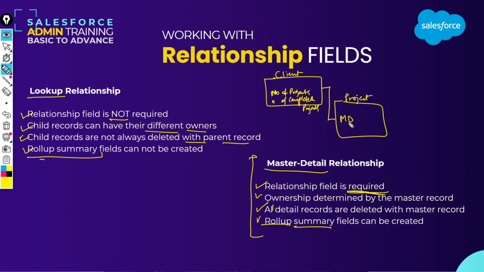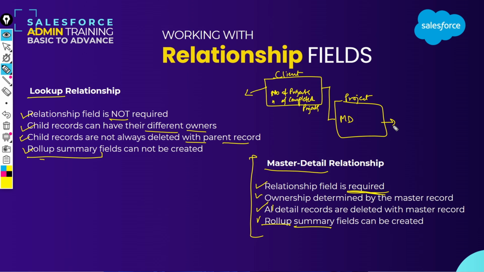But then there are other factors also that you need to consider. Now, if you create a master-detail relationship, what would happen? The owner of the client, the person who owns the client, will automatically have access to all the projects, and will be by default the owner of all the projects. Now, if you have a different requirement, if you feel that every project will have a different project owner or something like that, then master-detail will not fit your requirement.